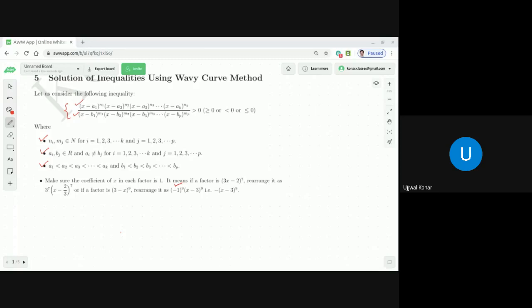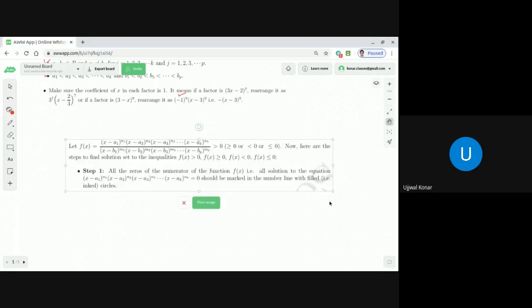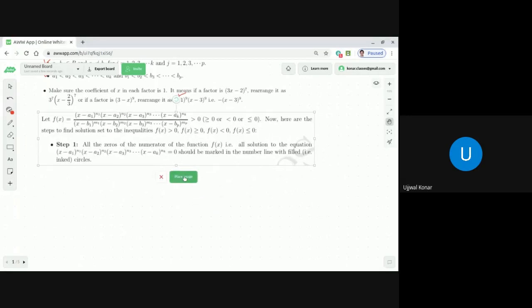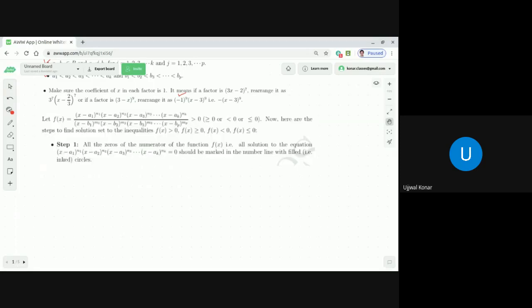Step 1, step 2, I'll explain first. And you will be able to completely relate, because we have already discussed this with an example. Not only one example, 2, 3 examples we have discussed, right? So first thing is let f(x) equal to this polynomial, as you see in the beginning: (x minus a1) power n1 into (x minus a2) power n2 up to (x minus ak) power nk, divided by (x minus b1) power m1 into (x minus b2) power m2 into (x minus b3) power m3 up to (x minus bp) power mp.